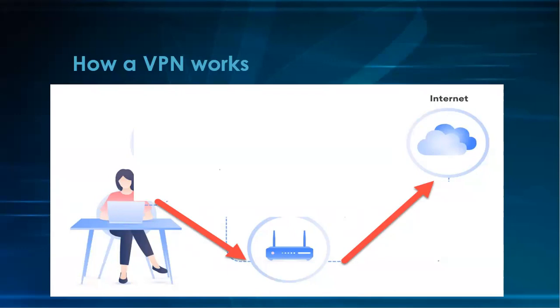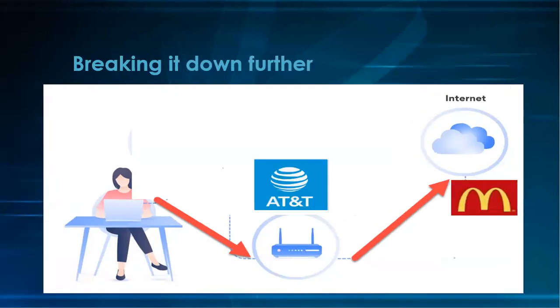Let's say my internet service provider is AT&T, very large internet service provider here in the United States. And let's say the website I'm trying to access is McDonald's, because why not? This is America, after all. So as you see here, my internet traffic is going through AT&T's infrastructure, and it's going and connecting to McDonald's web server. Now the thing is, and this is the issue, there's a privacy issue here.